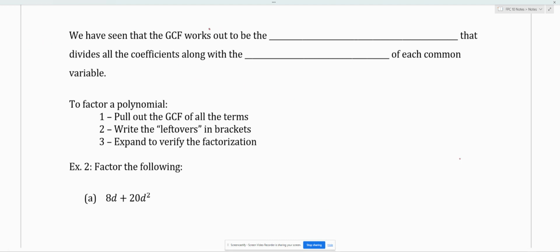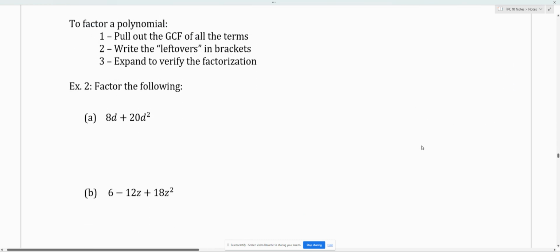So we can see the GCF works out to be, we already know this about numbers, the largest number that divides all the coefficients, right? Coefficients is the number in front, along with the lowest power, that's what we saw above, of each common variable, or on the other page, I should say. So we're going to do this with 3 easy steps.